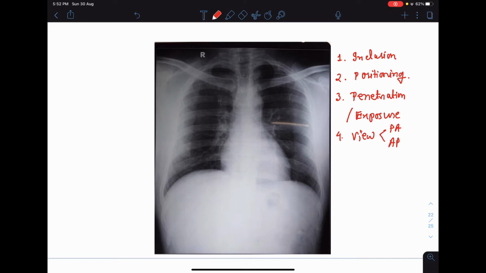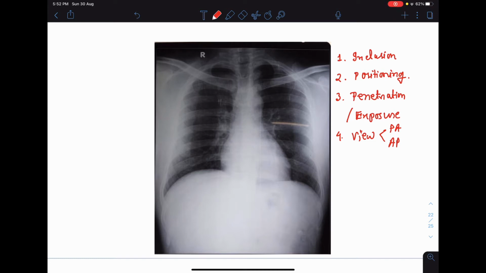How to know that the view is posterior-anterior or antero-posterior? If the view is posterior-anterior, then look at the clavicle. Okay, the clavicle is usually a little horizontal comparing to AP view.